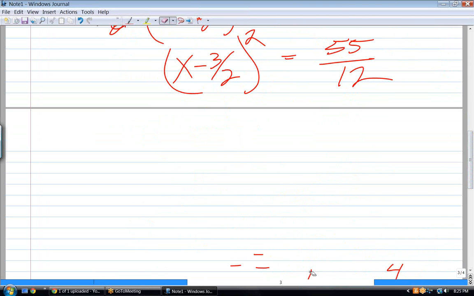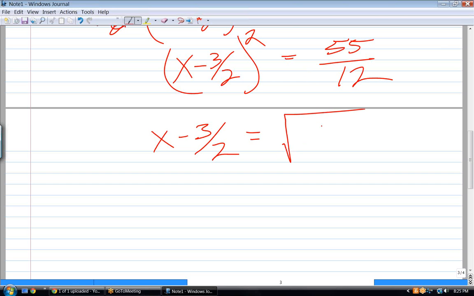Then you would do square root. Okay, so next line reads how? X minus 3 halves equals 55 divided by 12, all divided by 3. No. Taking the square root of 55 divided by 12, you do plus or minus. Did I forget? Plus or minus, exactly.